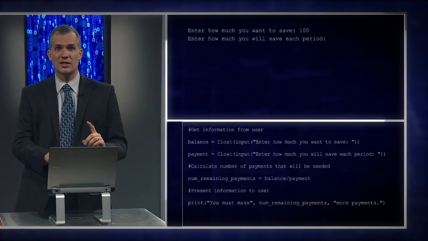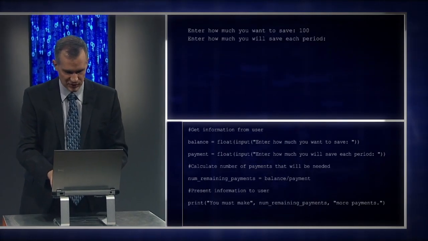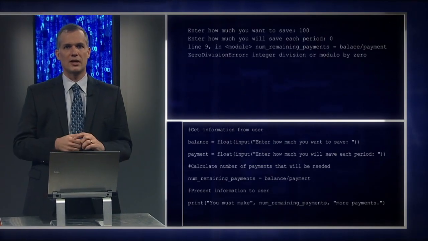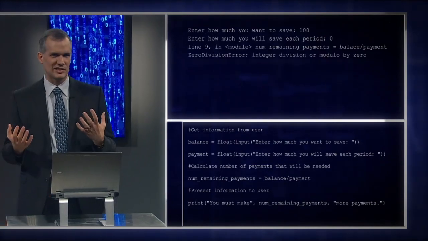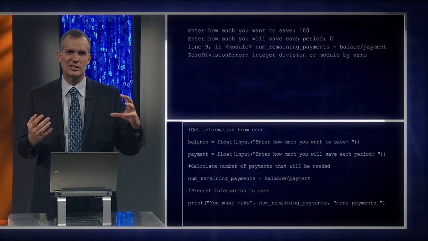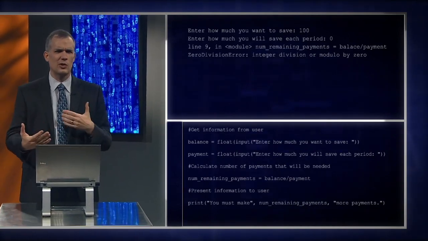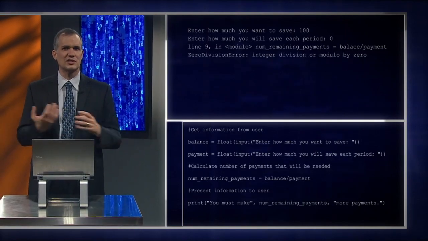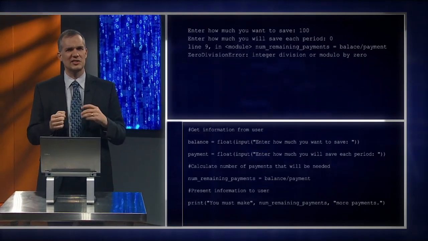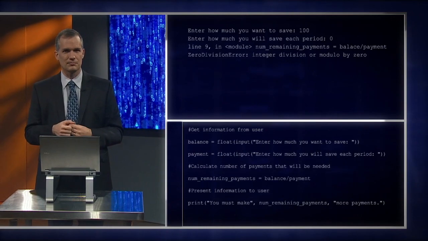Oh, I know. Let's try entering a payment of 0 and see what happens. Another error, this time a division by 0. And that kind of makes sense. If we're not setting aside any money, we'll never save up any. But having the program give us an error and crash doesn't seem so great. So let's think about what we can do to fix that.